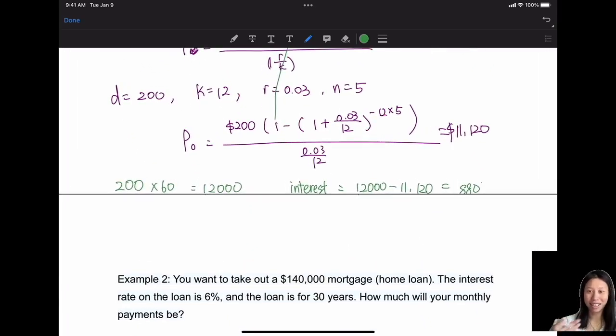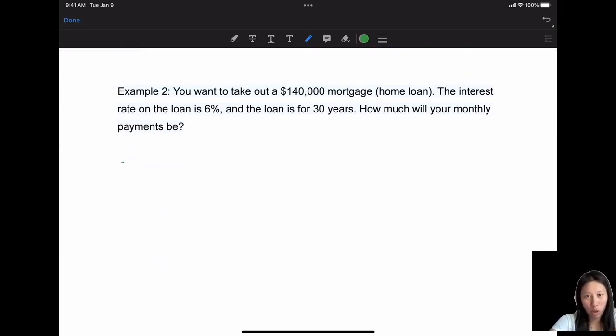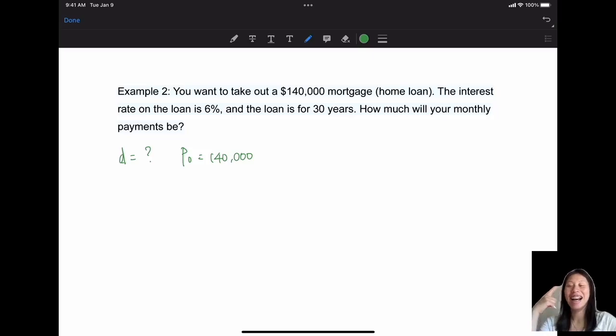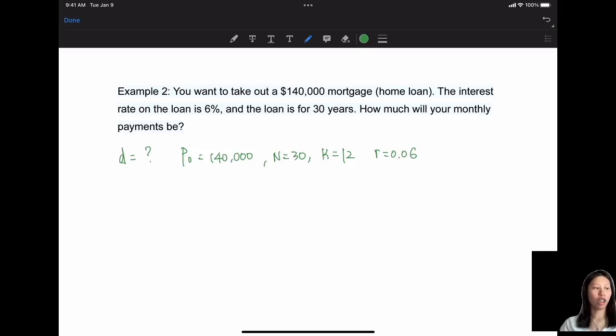Okay, now let's see something: a home mortgage. You want to take out a 114,000 mortgage. The interest rate on the loan is 6%, and the loan is for 13 years. How much will your monthly payment be? Your monthly payment is D. We don't know that. What do we know? We know the loan amount is 114,000, over 13 years, and your payment frequency is monthly. So you're paying 12 times a year, and the interest rate is 0.06. Then you plug in the numbers.